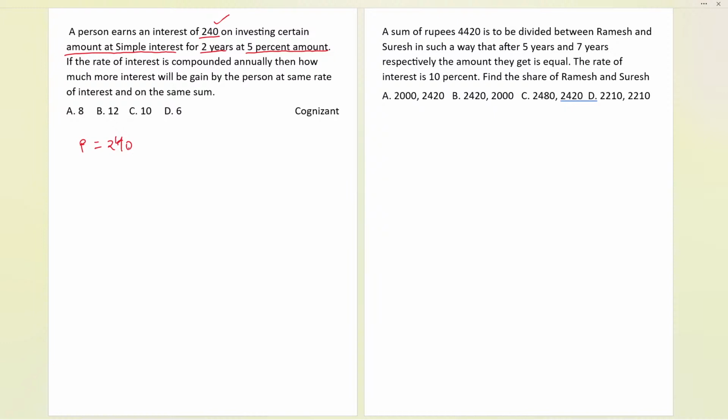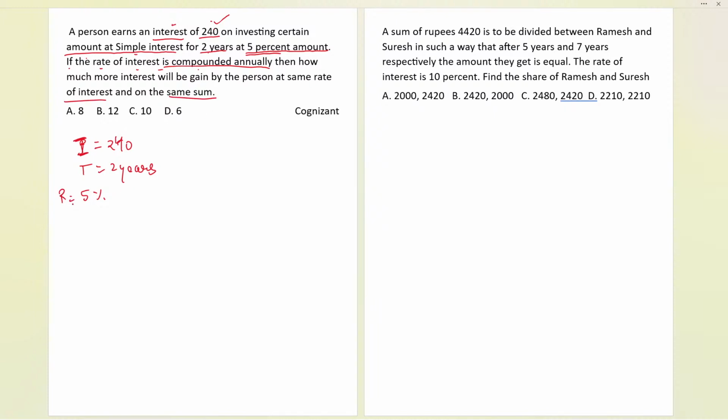It is not principal, it is interest, by mistake I've written. This is the interest of 240 on investing a certain amount at simple interest for 2 years. Time is given as 2 years, and 5% is the rate. Now, if the rate of interest is compounded annually, then how much interest will be gained by the person at the same rate of interest and on the same sum?